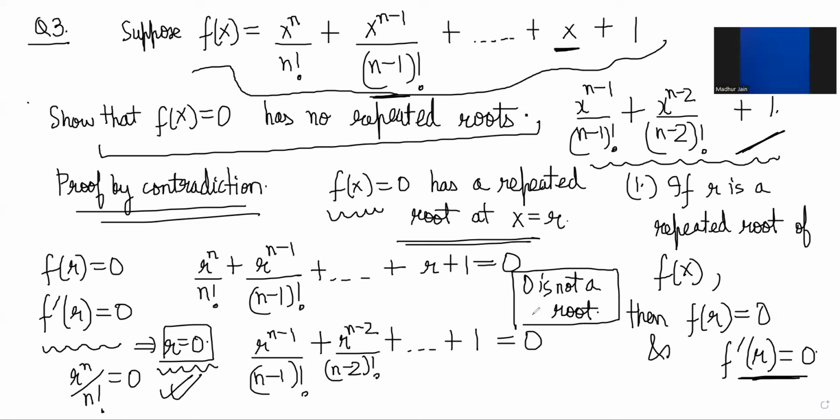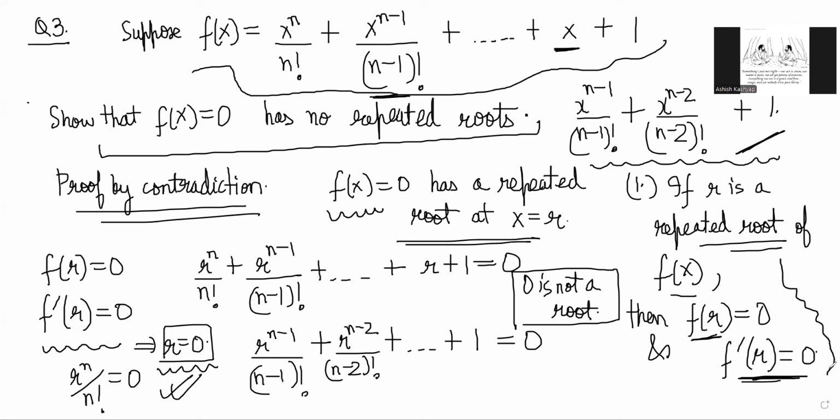I hope everyone is understanding how we are doing it. And this concept of repeated roots and this condition, everyone should remember from now on. Next time you see a question, you should apply this condition. If it is a repeated root, then the function value and the derivative both will become zero.